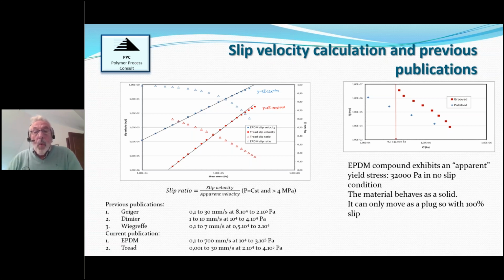And when we look at the right graph, we can see that in the no slip condition, the EPDM shows a yield stress of about 30 pascal. In that case, the viscosity goes to infinity, so the material can only move through 100% slip, as a plug.